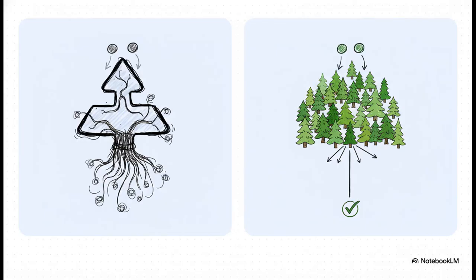Okay, so let's get specific. Take a single decision tree model. It can be super smart, but it's also really unstable. And what I mean by that is, if you just tweak the input data a tiny bit, you can get a completely different model with wildly different answers.